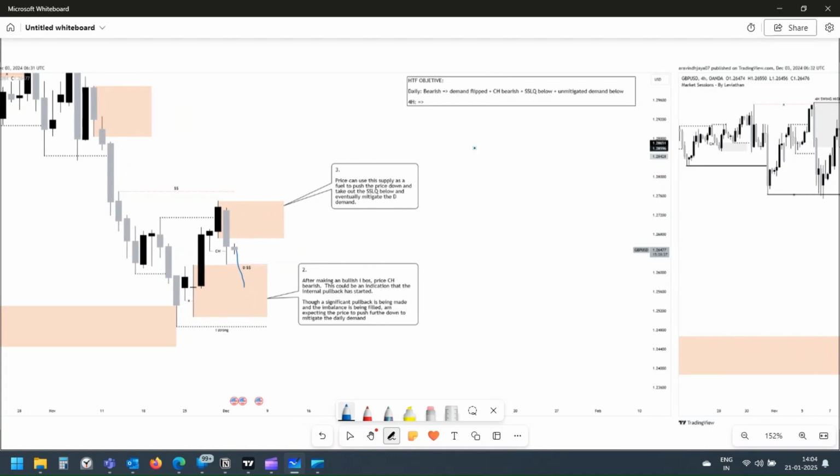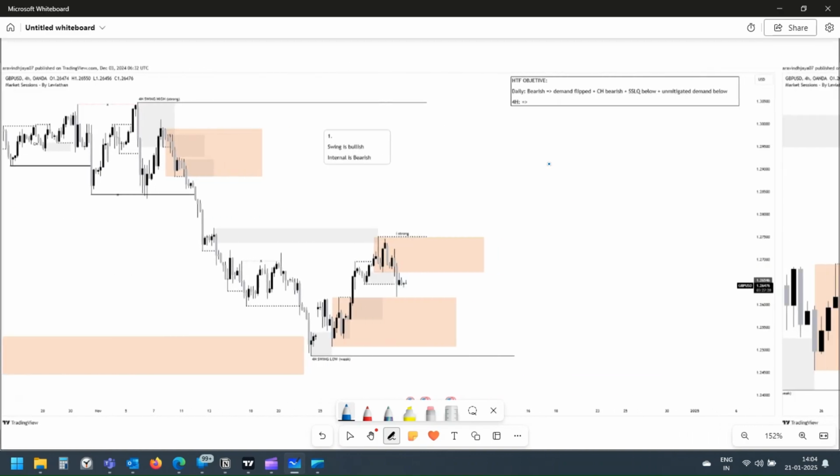So the bias was bearish. Why? I'm expecting the price to mitigate the demand zone. So this is a demand that got flipped, and CHoCH bearish, sell side liquidity below, unmitigated demand below. So this is the key here.